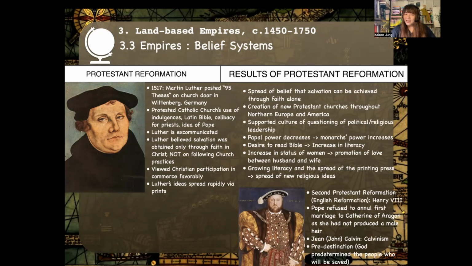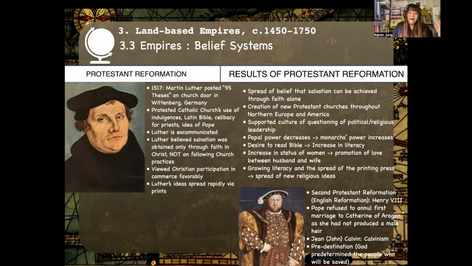As a result of the Protestant Reformation, what happened? The spread of the belief that salvation can be achieved through faith alone took hold, and the creation of new Protestant churches just spread throughout Northern Europe and America. A lot of pilgrims escaped religious persecution to leave to the New World after it was discovered. I'm liberally using air quotes here.